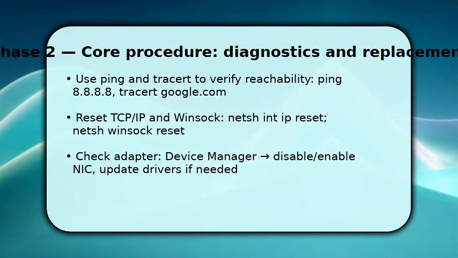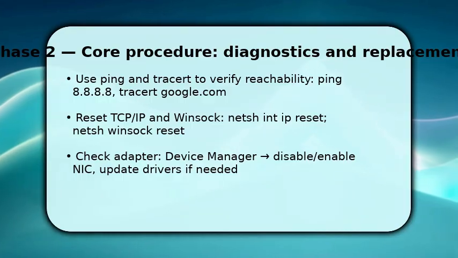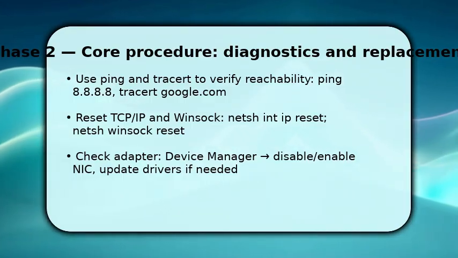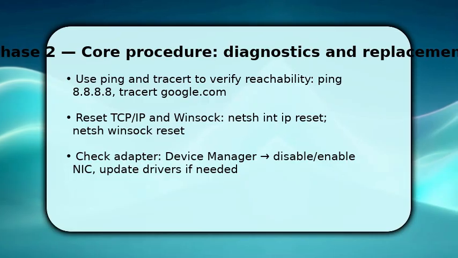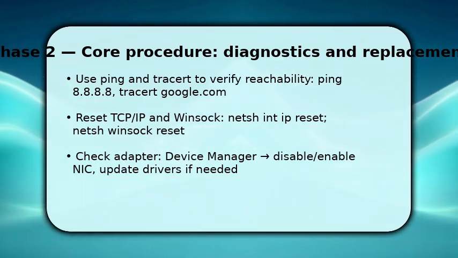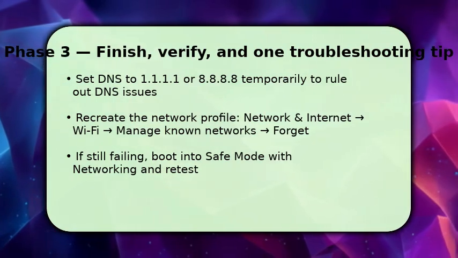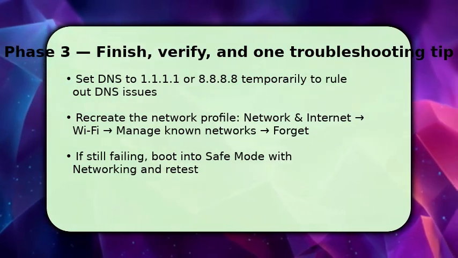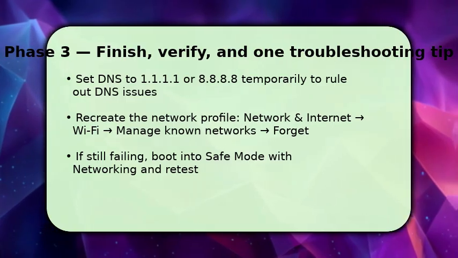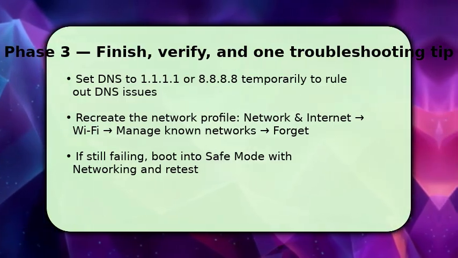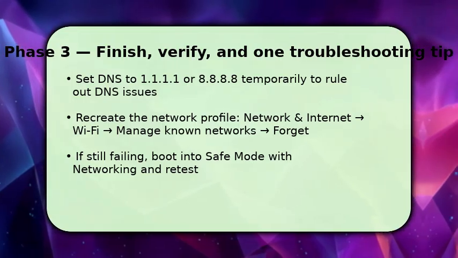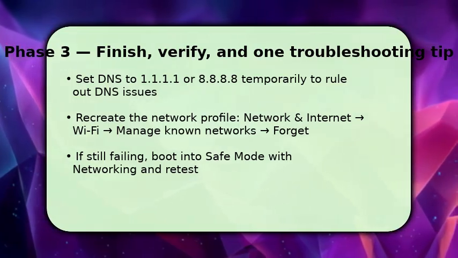Also open Device Manager, disable and re-enable the network adapter to refresh it, and update its driver when a newer stable driver exists. Make sure to document any persistent error codes for the final stage. To finish, change DNS to a public resolver like 1.1.1.1 or 8.8.8.8 to verify name resolution, and forget then reconnect to the Wi-Fi profile so Windows recreates credentials and settings.